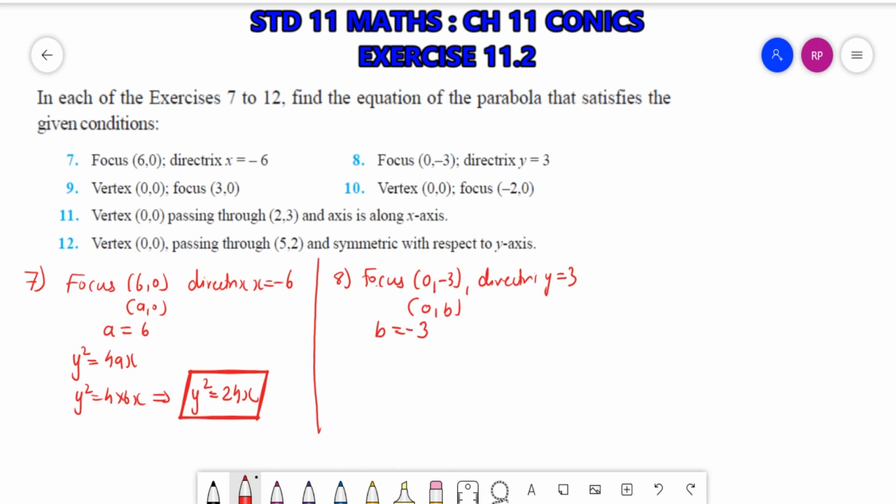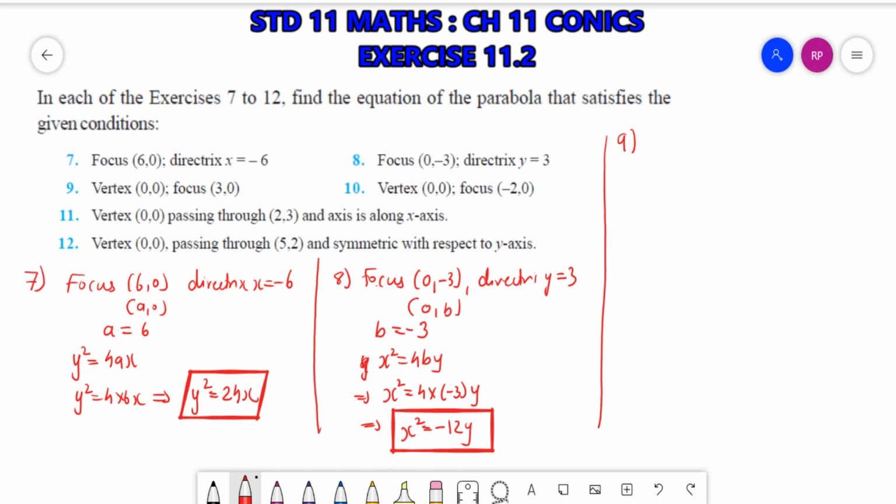And as the major axis is the y axis, the general equation will be not y square, but x square equal to 4by. That means x square equal to 4 into minus 3y. So that implies x square equal to minus 12y. So this is the equation of the parabola for question number 8.